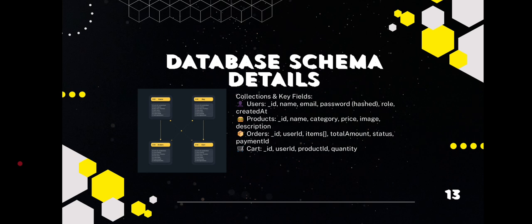Database schema details. Using Mongoose, we enforce validation on our Mongoose collection. For security, user passwords are encrypted into unreadable hashes before being stored. The order schema tracks items arrays, total, order status, and a payment reference ID from Stripe.